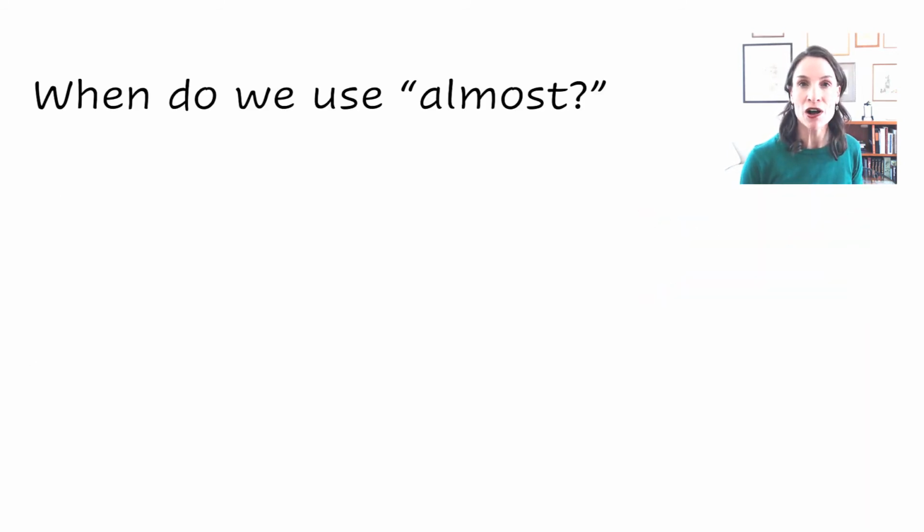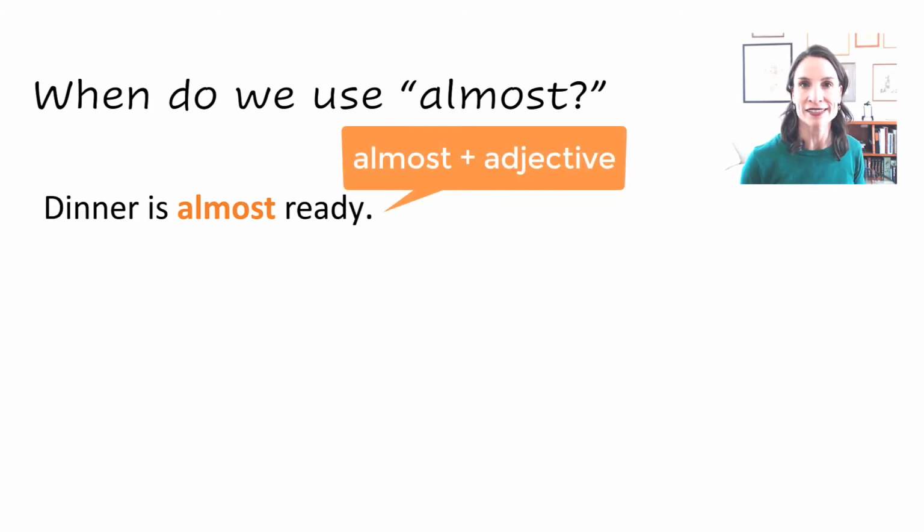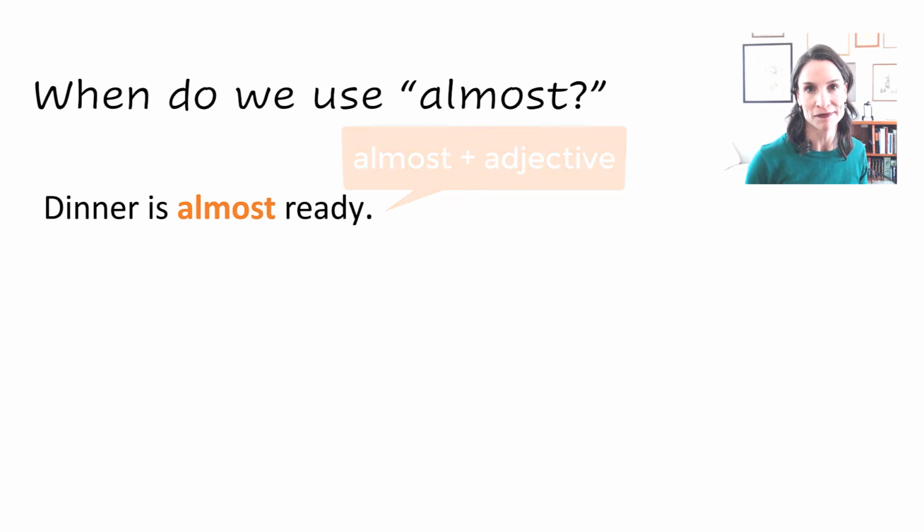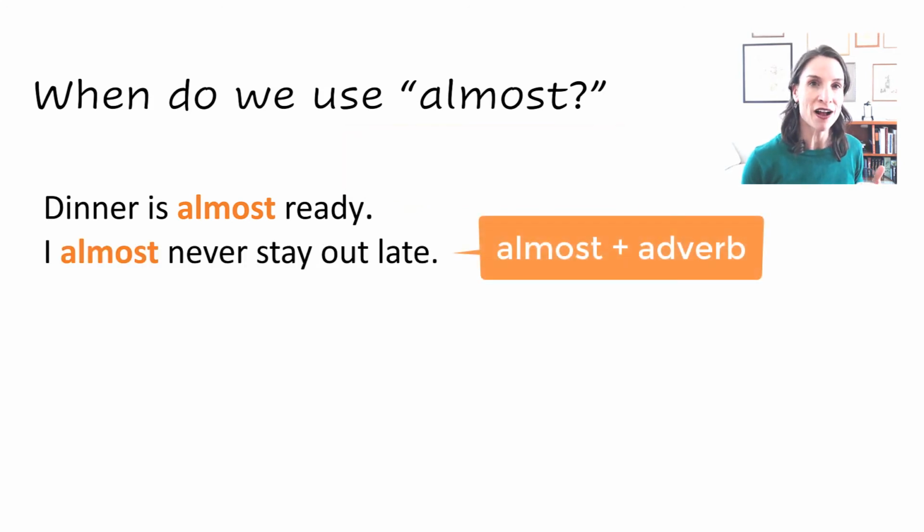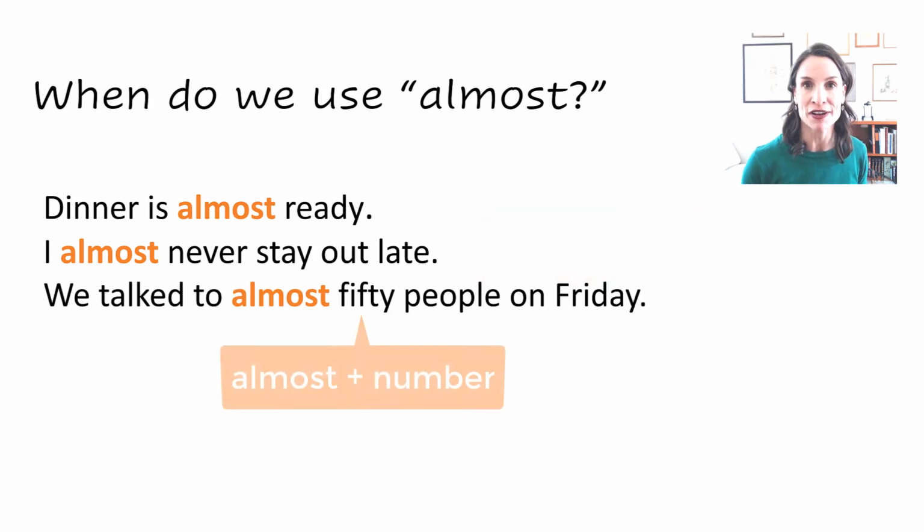So when do we use almost? We can use almost in front of an adjective like this. Dinner is almost ready. Or in front of an adverb. I almost never stay out late. I can use it in front of a number. We talked to almost 50 people on Friday.